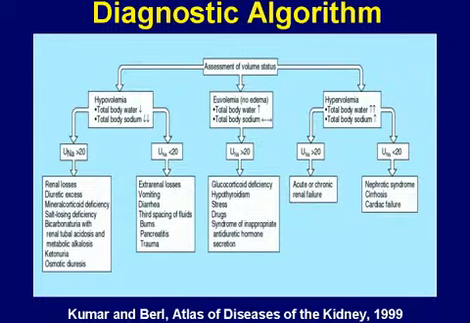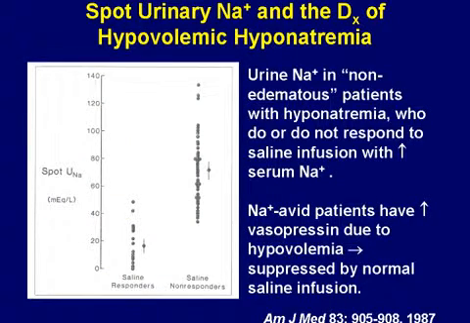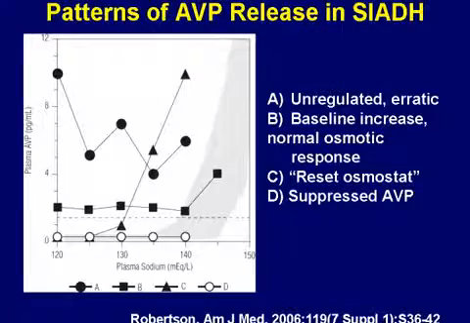And again, to remember how we use this, where this urine sodium of less than 20 comes from: this paper many years ago, separating patients that respond to volume with an increase in serum sodium based on the urine sodium as a subclinical indicator of volume, an indicator of subclinical volume depletion. And then again, we talked about the various subtypes of SIADH based on the pattern of vasopressin, either this unregulated erratic form, a baseline increase in vasopressin with normal regulation, the reset osmostat, or the patients with suppressed AVP.